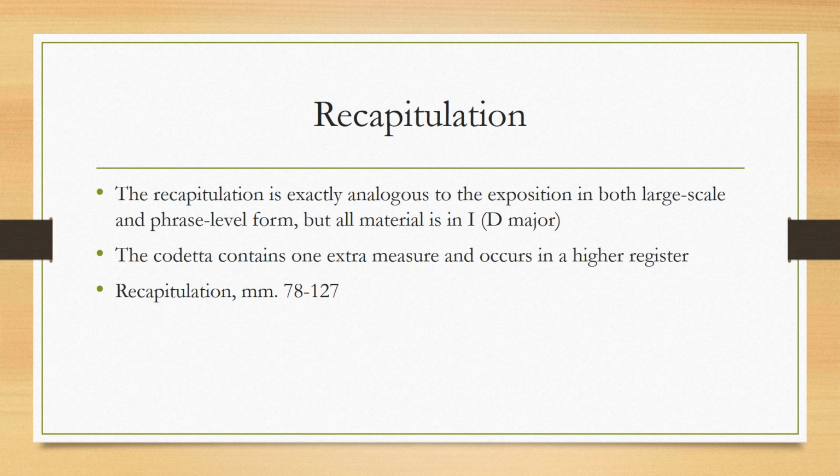And then we're back to the recapitulation, which is exactly analogous to the exposition in both large scale and phrase level form, but this time all the material is in the key of 1 or D major, so we get no modulation to the dominant this time. And the codetta is just a little bit different in the recapitulation. It contains one extra measure and occurs in a higher register, so Schumann really is just driving home that tonic harmony.